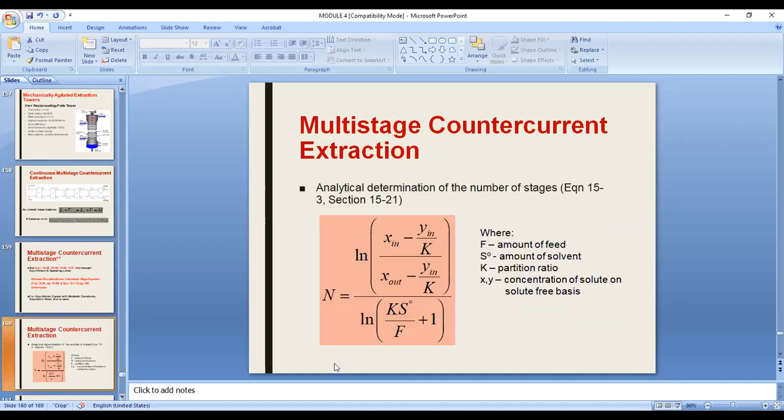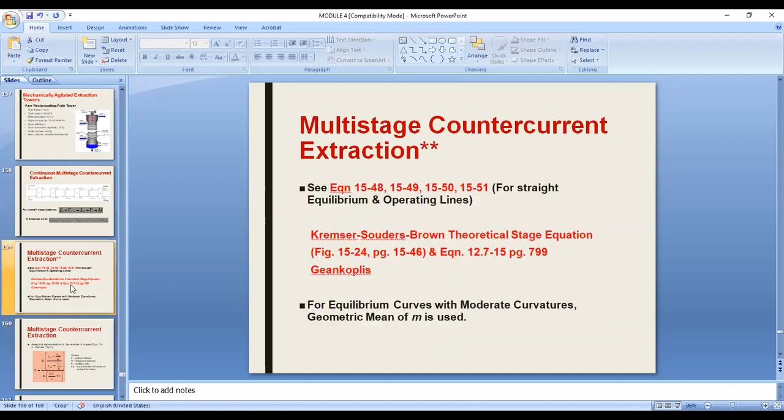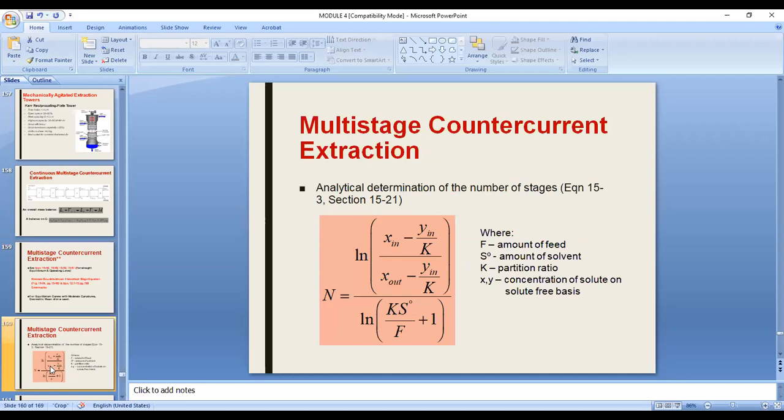Now, you have here a formula that allows you to determine the number of stages without using Kremser's equation or the Kremser-Souders-Brown theoretical stage equation. You can use this. It has the partition ratio K. It has the amount of solvent S naught, as you could see. You have the amount of feed F, and your X and Y are concentration of the solute on solute-free basis.